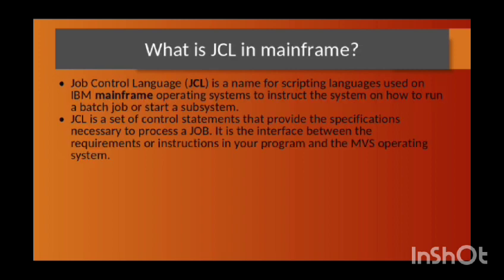So what is JCL in mainframe? We use JCL, that is Job Control Language, in the IBM mainframe operating system to instruct the system on how to run a batch job or start a subsystem. That is the main purpose of JCL. JCL is a set of control statements that provide the specification necessary to process a job. It is the interface between the requirements or instructions in your program and the MVS operating system.